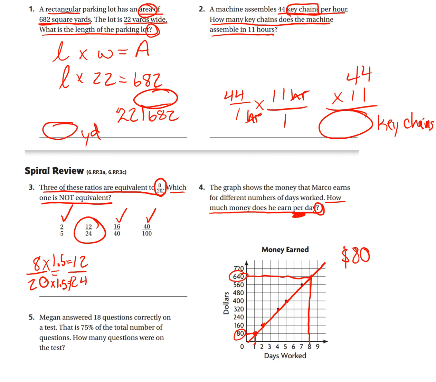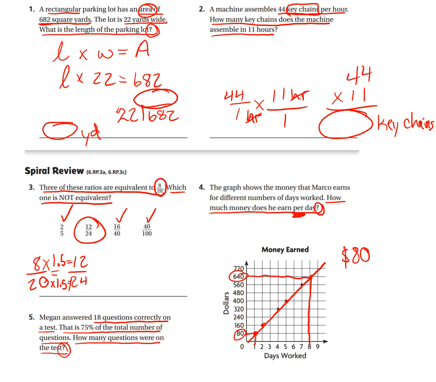Okay, number 5, last one, and Sean, you'll be happy to see there's only 5 questions on the back today. Megan answered 18 questions correctly on a test. That is 75% of the total number of questions. How many questions were on the test?